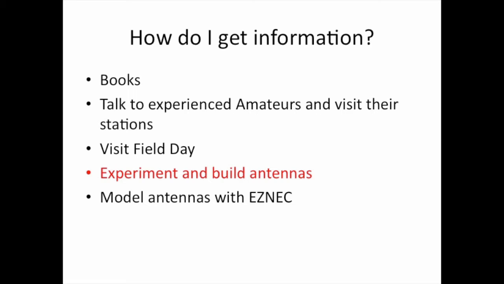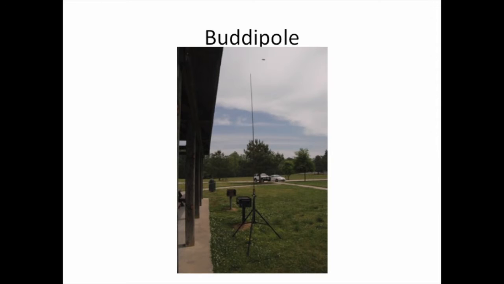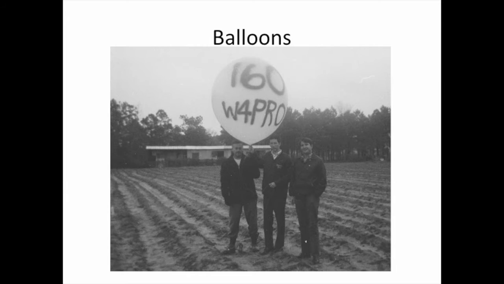And from then on, you can experiment and build antennas. It doesn't take a whole lot of talent to build an antenna. You do need to know how to solder. That's a big help. There's things called a buddy pole that we set up for some QRP operation every so often. It doesn't take much to make a contact.